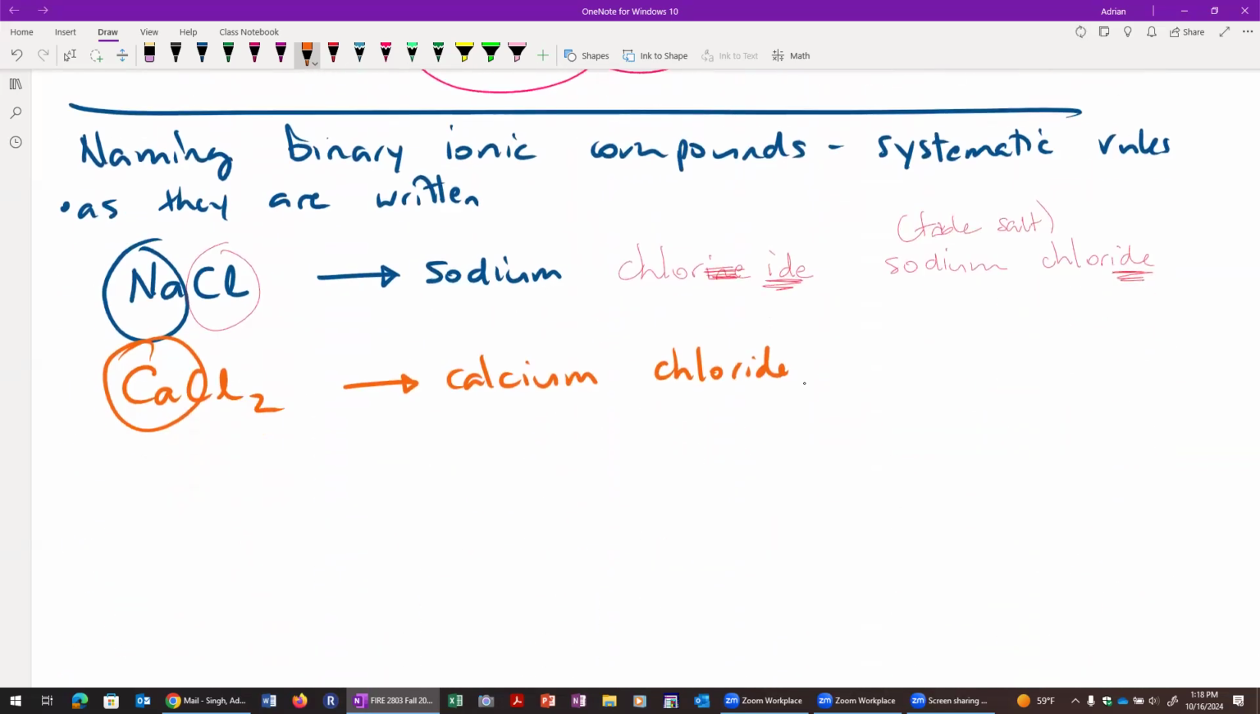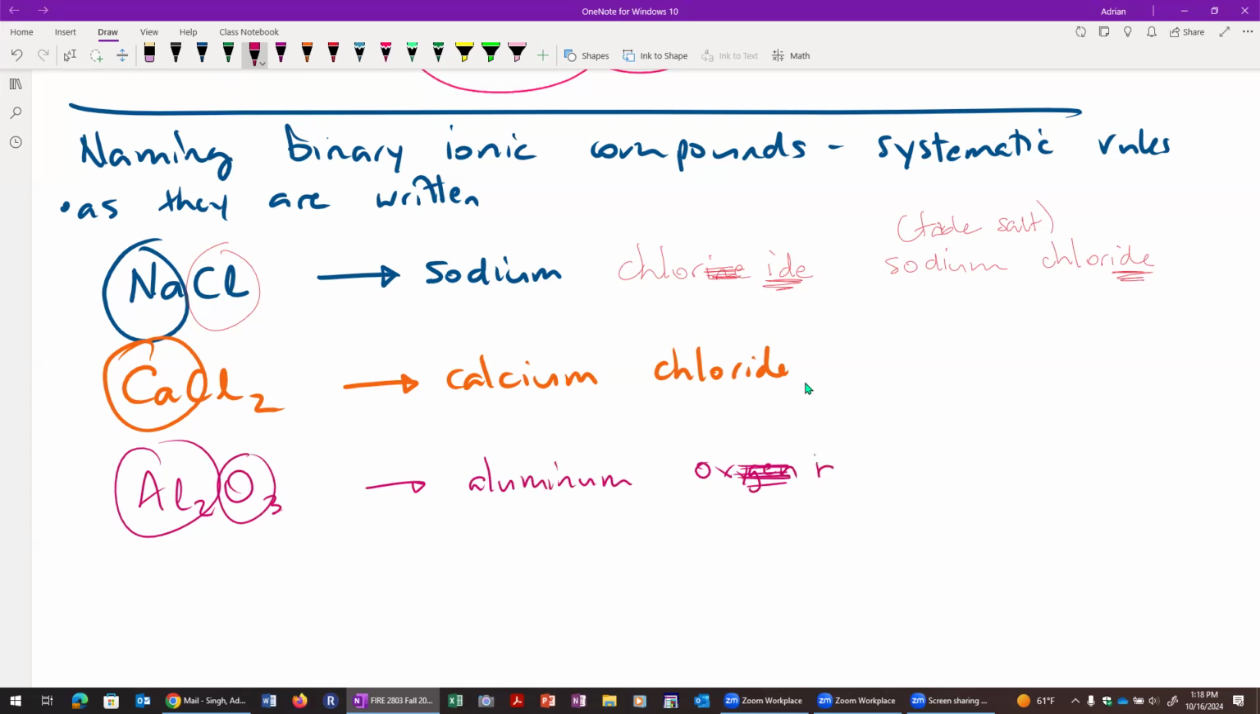If we take a look at, what do we have? Al2O3. We'll name that one. Okay, again, first name is the Al, which is aluminum. And then O is oxygen. Okay, but it's not aluminum oxygen. We need to drop the ending just like we did above. So the YGEN, and we replace that with IDE. So then this becomes aluminum oxide. Okay, so oxygen as a last name is oxide.